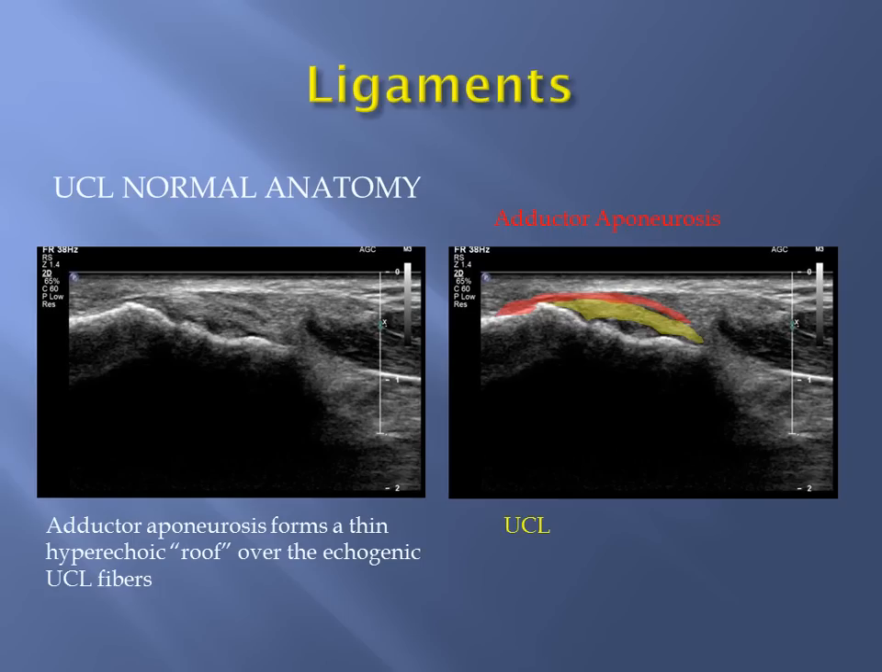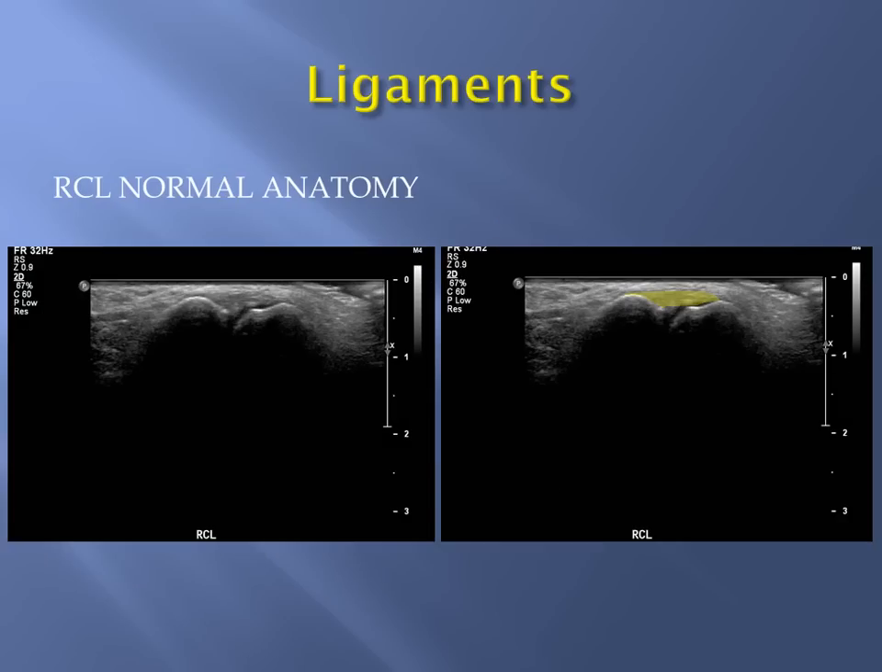Ulnar collateral ligament forms a uniform hypoechoic band which traverses the metacarpal phalangeal joint. Superficial to this is the adductor aponeurosis, which is a thin hyperechoic roof over the ulnar collateral ligament. The adductor aponeurosis is depicted in red, with the ulnar collateral ligament depicted in yellow. The radial collateral ligament normal anatomy is essentially the same as the ulnar collateral ligament anatomy minus the adductor aponeurosis.